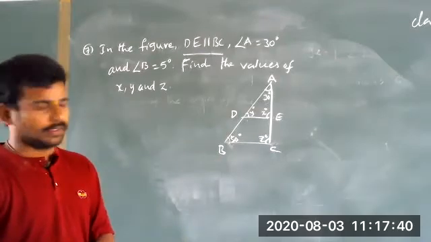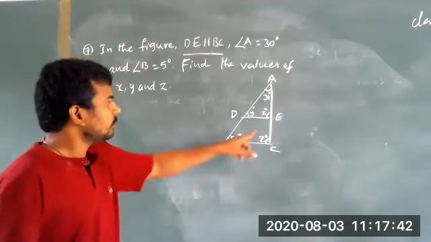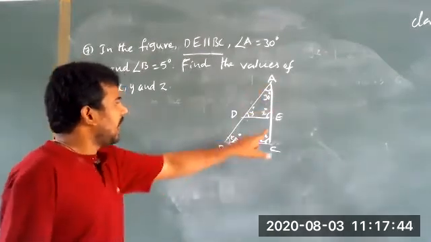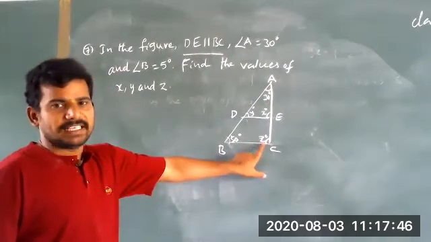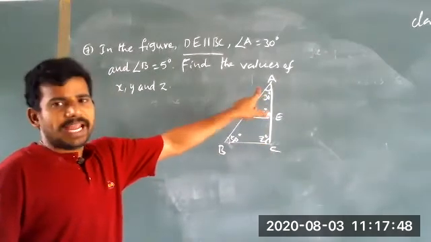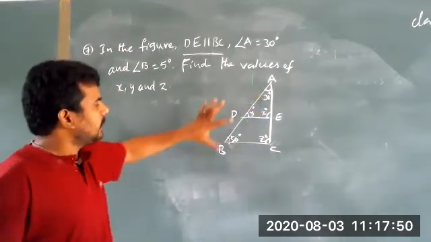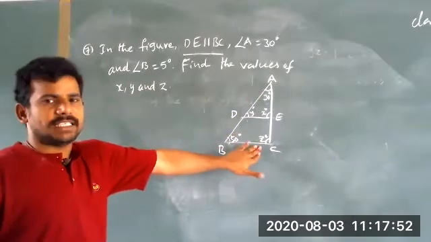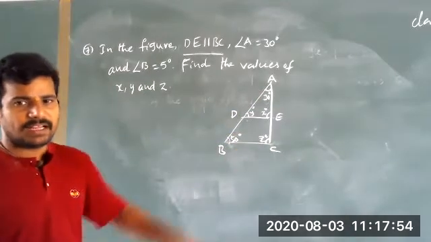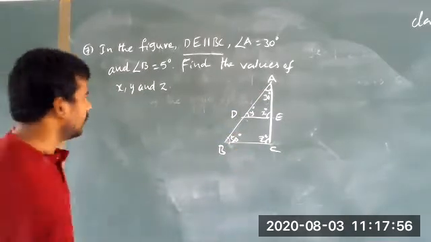Then you have to find it. Now first, in triangle ABC you find angle C. What about the angle sum property? Angle A plus angle B plus angle C is equal to 180 degrees. Then you find the angle C, that value Z.